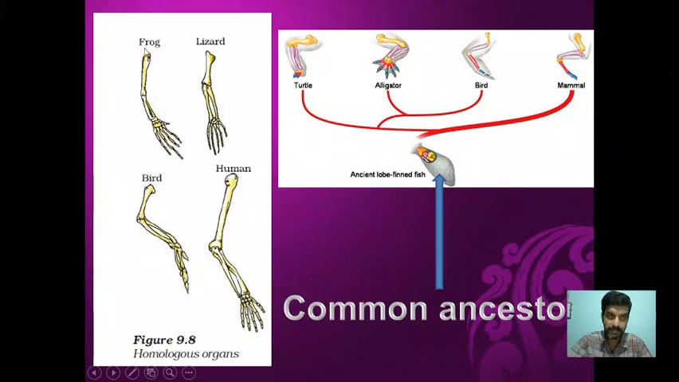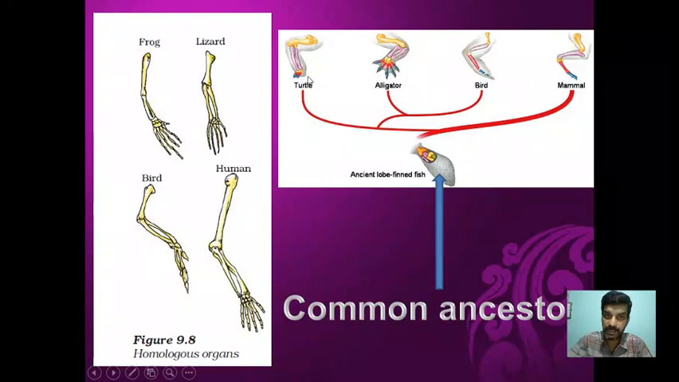You can take the example of a frog, lizard, bird and human. The forelimbs of all these organisms have the same basic design, the same structure. For example, we find the humerus bone, then radius, ulna, then carpals, metacarpals, phalanges, all these things which are similar. If you look at the diagram, we find the basic design of bones is the same, but they are used for different purposes.